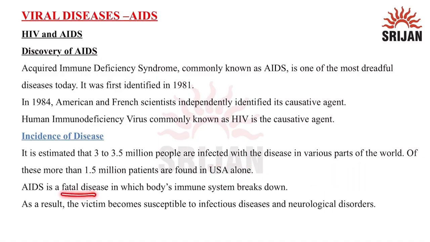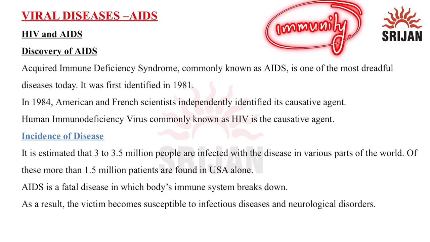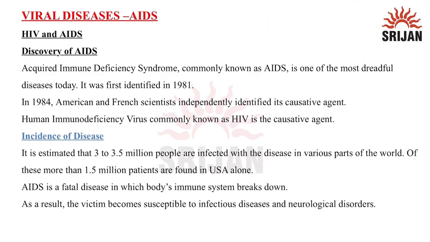Now, AIDS is a fatal disease in which the body's immune system breaks down. If your immunity is breaking down, then this gives a pathway to normal bacteria, which normally cannot infect you, to infect you in a harmful sense. You will become susceptible to infectious diseases and neurological disorders more easily than a normal person would.